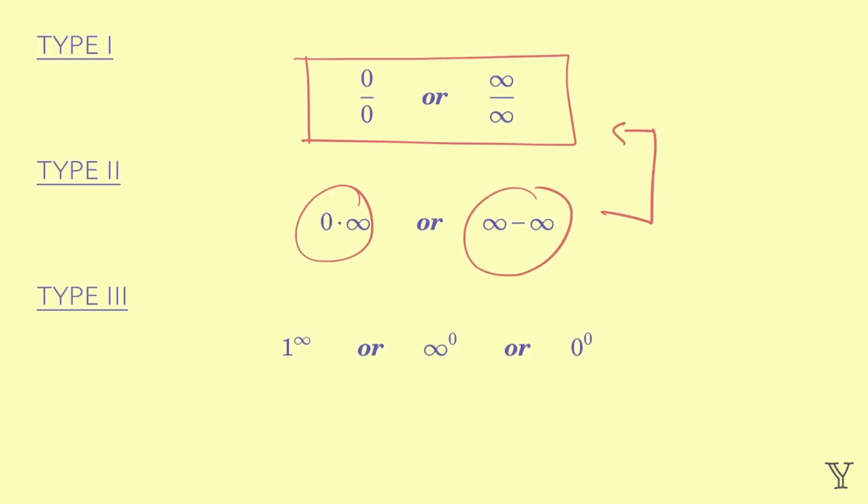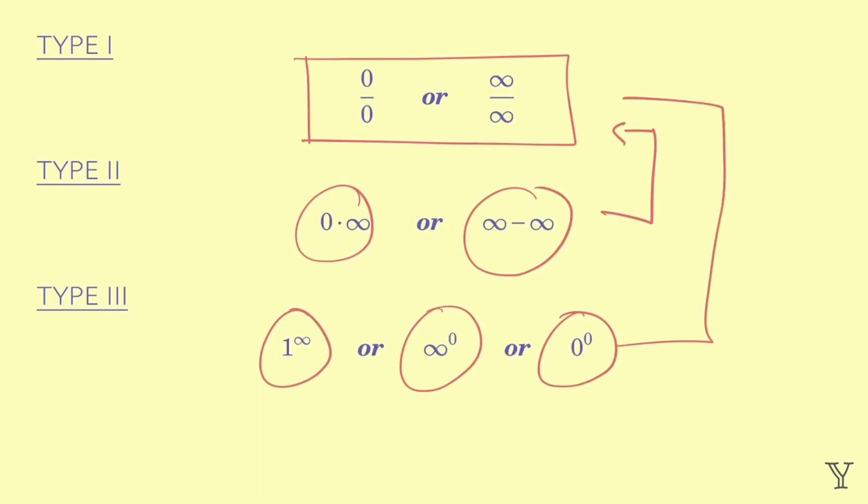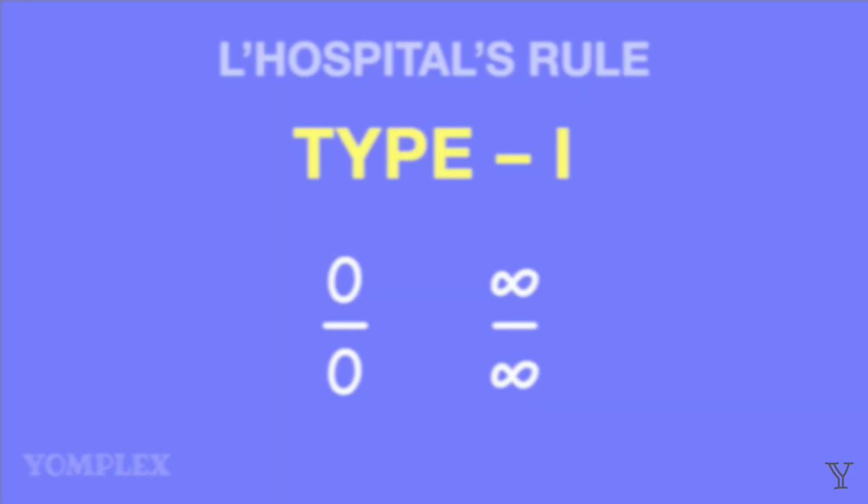Type 3 problems are limits of the form 1 to the power infinity, infinity to the power 0, or 0 to the power 0. In such cases, we use the most basic exponential and logarithmic identities to transform these limits to type 1 limits. Limits falling into any of these categories are often referred to as indeterminate forms. This is because we need to investigate these limits further to figure out their value, or even whether they exist or not. Let's start with type 1 problems.